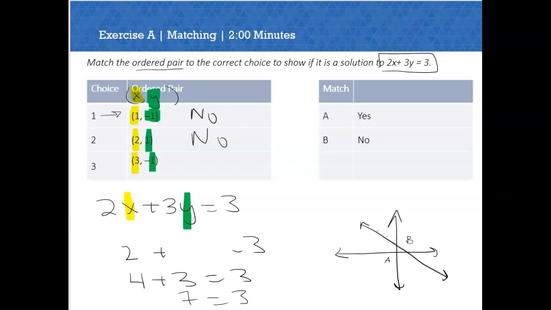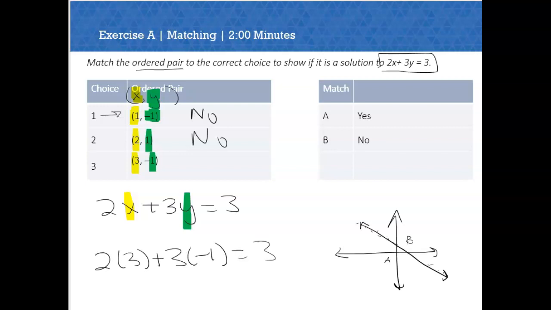Let's do the last one. Now remember, all 3 of these could have been yes. There's not just one ordered pair. As long as the ordered pair is somewhere on this line, the answer is yes. So 2 times 3 plus 3 times -1 equals 3. So 6 minus 3. So 3 equals 3. Finally, we get a yes.